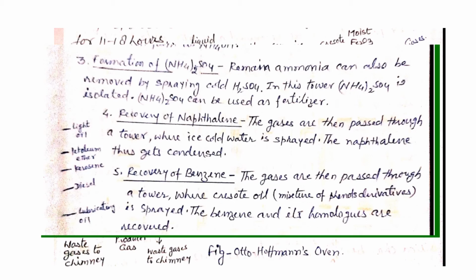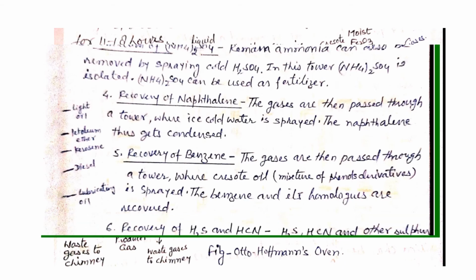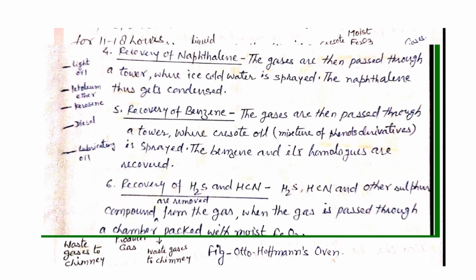Then the recovery of naphthalene. The gases are passed through a tower where ice cold water is sprayed, and the naphthalene gets condensed. Then number 5, the recovery of benzene. The gases are passed through another tower where cresol oil, a mixture of phenol derivatives, is sprayed, and the benzene and its homologues are recovered.